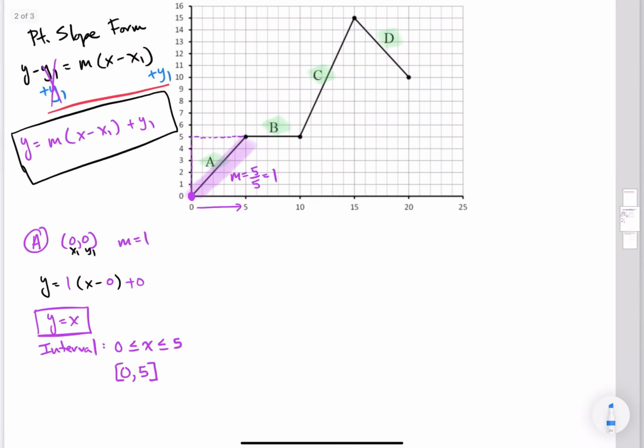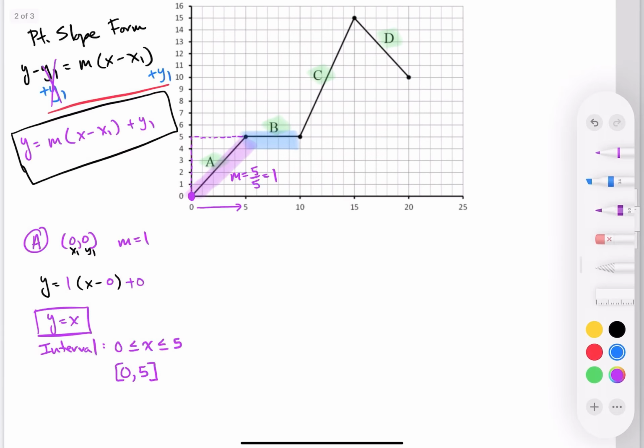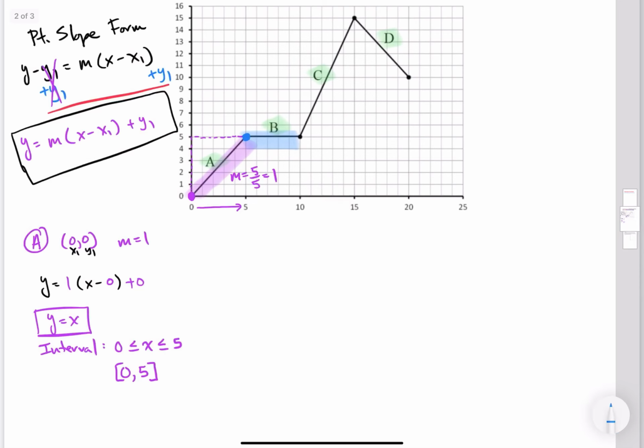And part B is just a flat line. Now, when we have a flat line, again, I'm going to write it in terms of our point slope form. And we can see that the beginning point is located right over here at 5, 5. So the beginning point is at 5, 5. That's the point that we're going to start with.